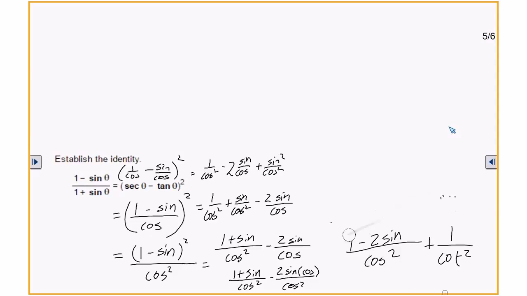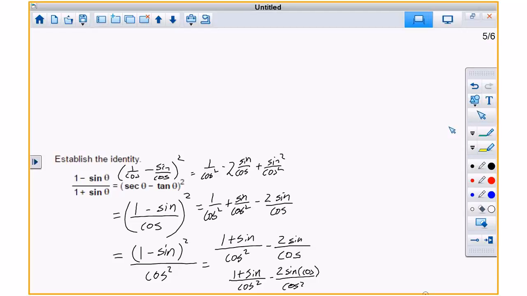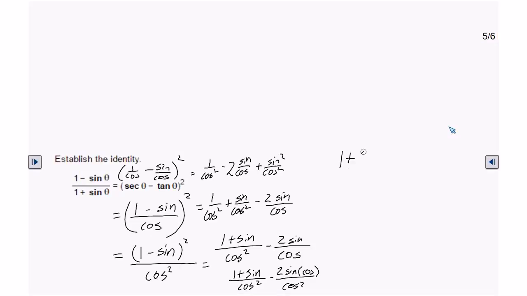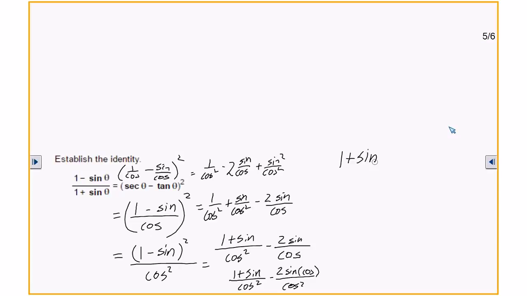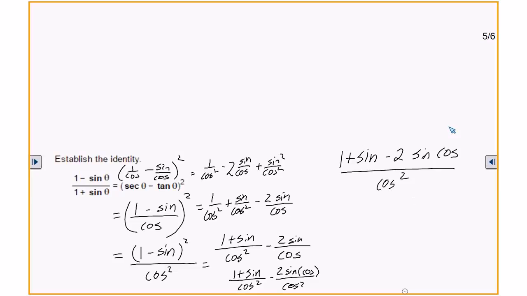Like I said, sometimes with these things you can get it in 1 or 2 steps. Sometimes you've got to do trial and error 2 or 3 times. But most of you will probably what? Give up. So that's 1 plus the sine minus 2 sine cosine over cosine squared. And that doesn't help us one bit.